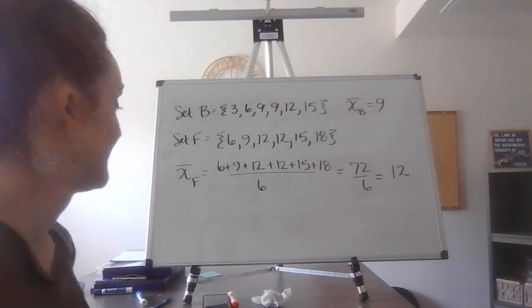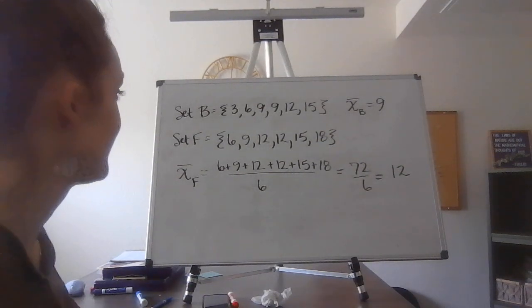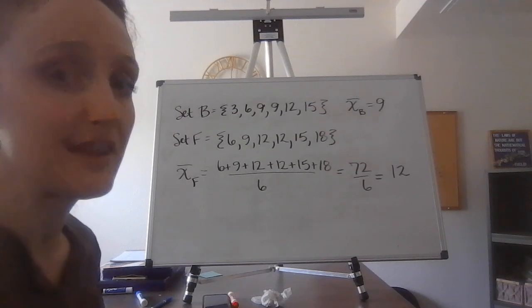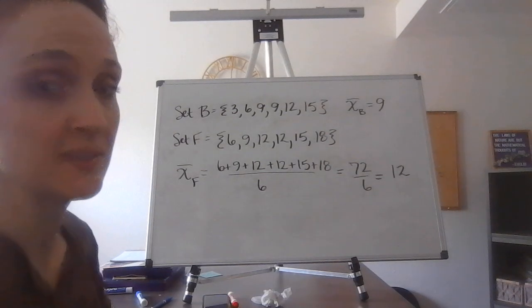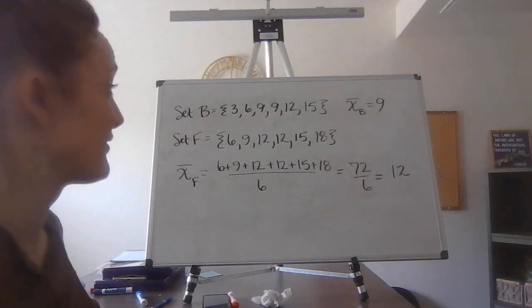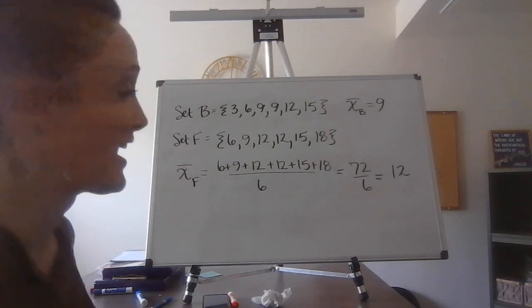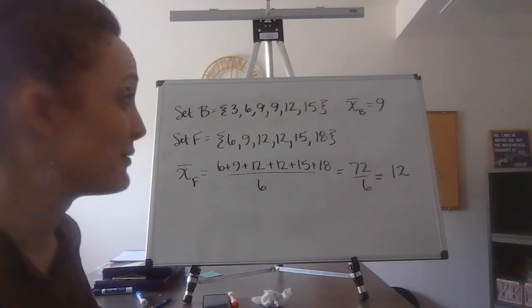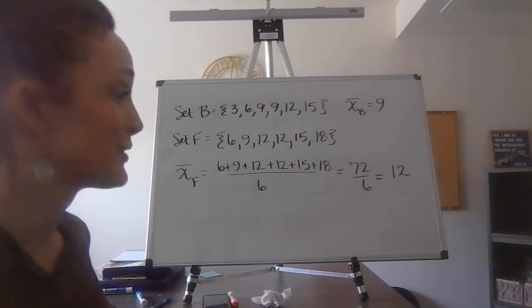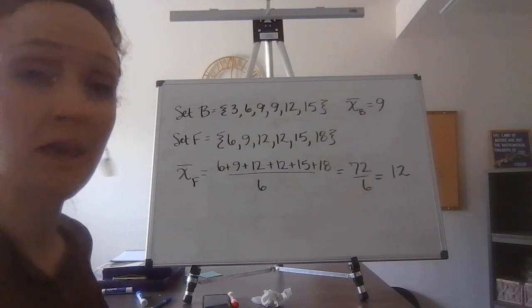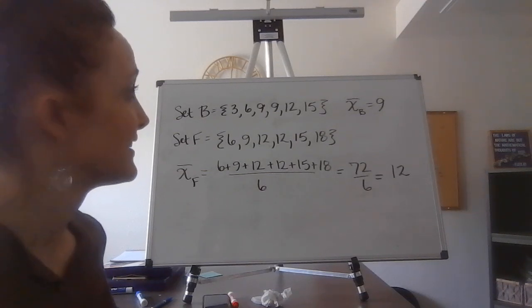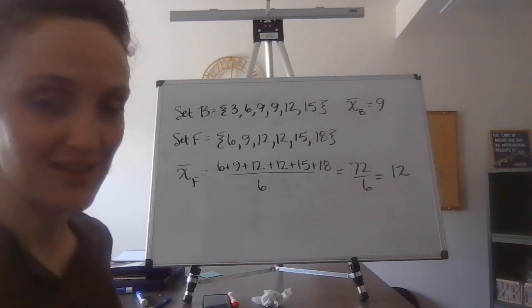Hopefully you got what I got here. I calculated the mean after adding 3 to each one of the values in set B, and I found that the mean for the new set, I called it set F, is 12. So 3 more than the mean for set B. Do you think that this can be generalized?